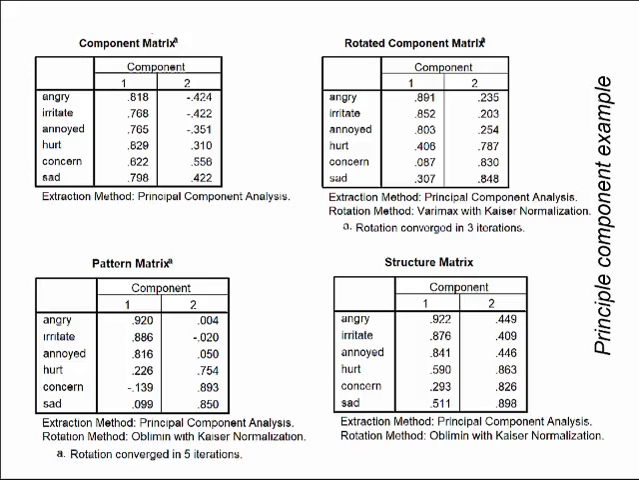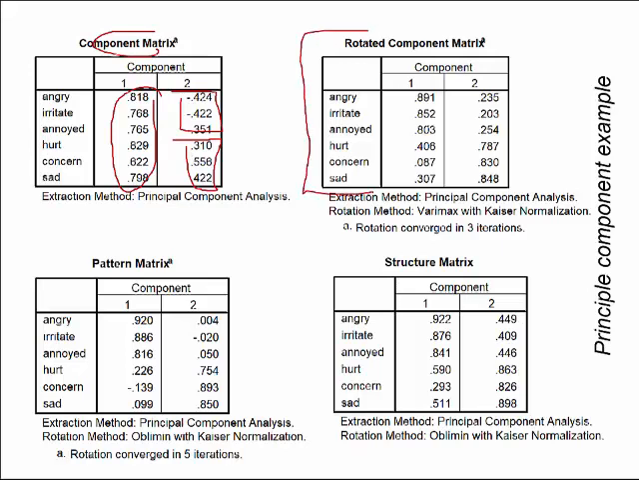And we saw that with the unrotated solution, it was a little hard to interpret. Every item loaded high on the first factor, and the second factor seemed to distinguish between the hard and soft emotion, but we couldn't label our factors easily, and we certainly don't have what I'm looking for, that type of simple solution where each item has a high loading on one factor and a low loading on all the others.